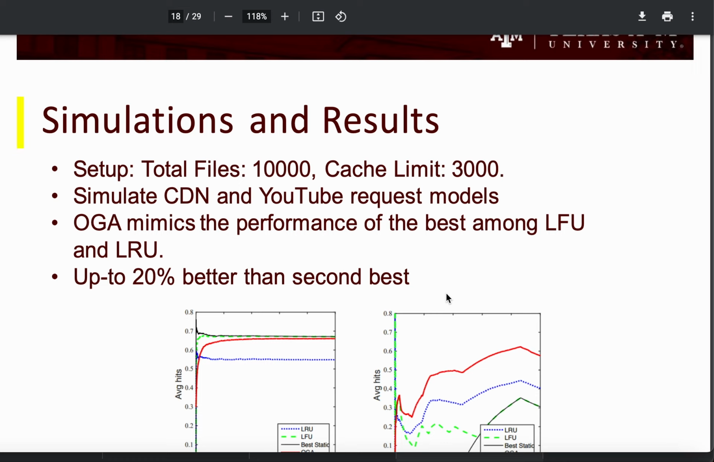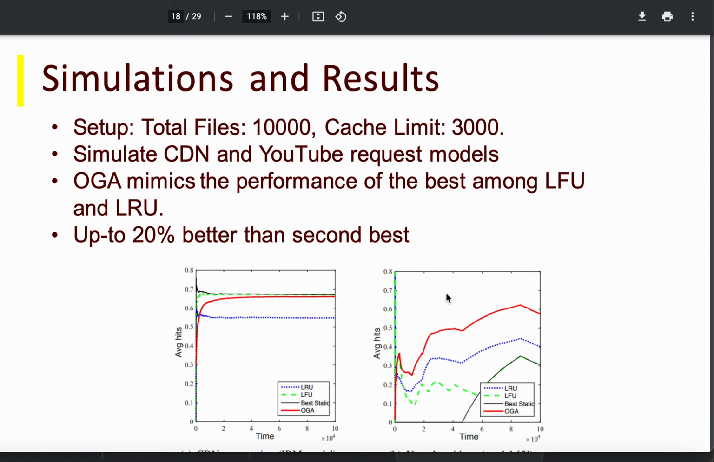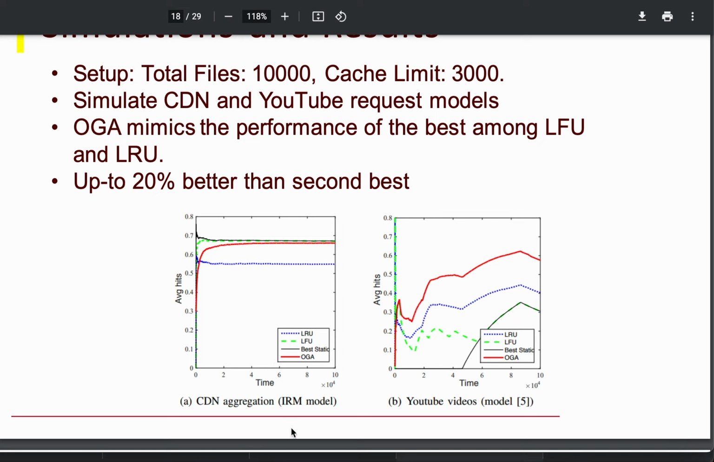So OGA is able to mimic the performance of the best among LFU and LRU. By that I mean that for a certain request model, least frequently used is probably the best way to go, so OGA would mimic that, and in another request model it would mimic the performance of LRU. In our simulations, we see that in the case of CDN aggregation, it mimics the performance of LFU very closely and has a big gap over LRU. Similarly, for the YouTube video simulation, the results show that it's much better than the LRU policy. The hit ratio is much better than that of LRU, which is the second best in this case.